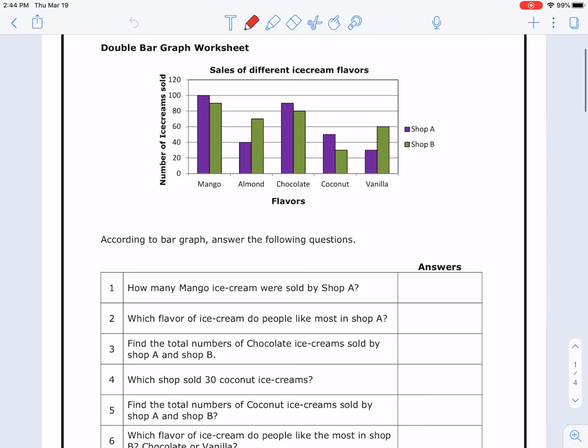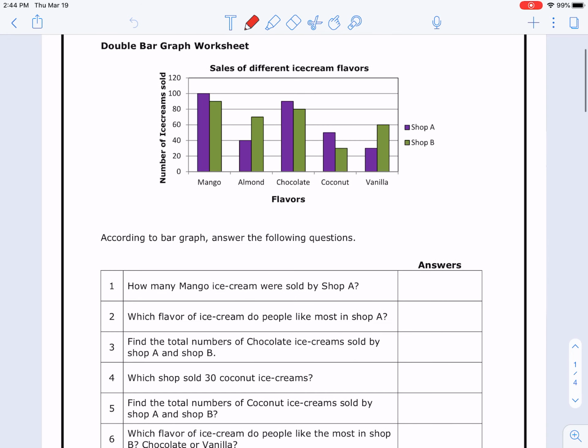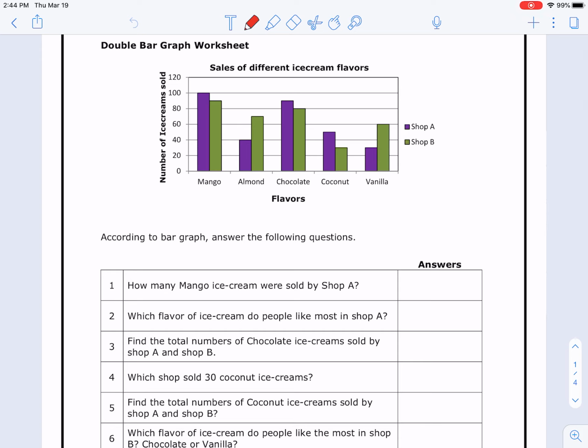So the first page was about bar graphs, and according to the bar graph, we need to answer the following questions. Number 1, how many mango ice cream were sold by shop A? So we know that we have to look at the key, and we know that shop A is the purple bars and shop B would be the green bars. For shop A, we're looking at mango. Mango is the first one, and we're looking just at shop A, so just the purple one.